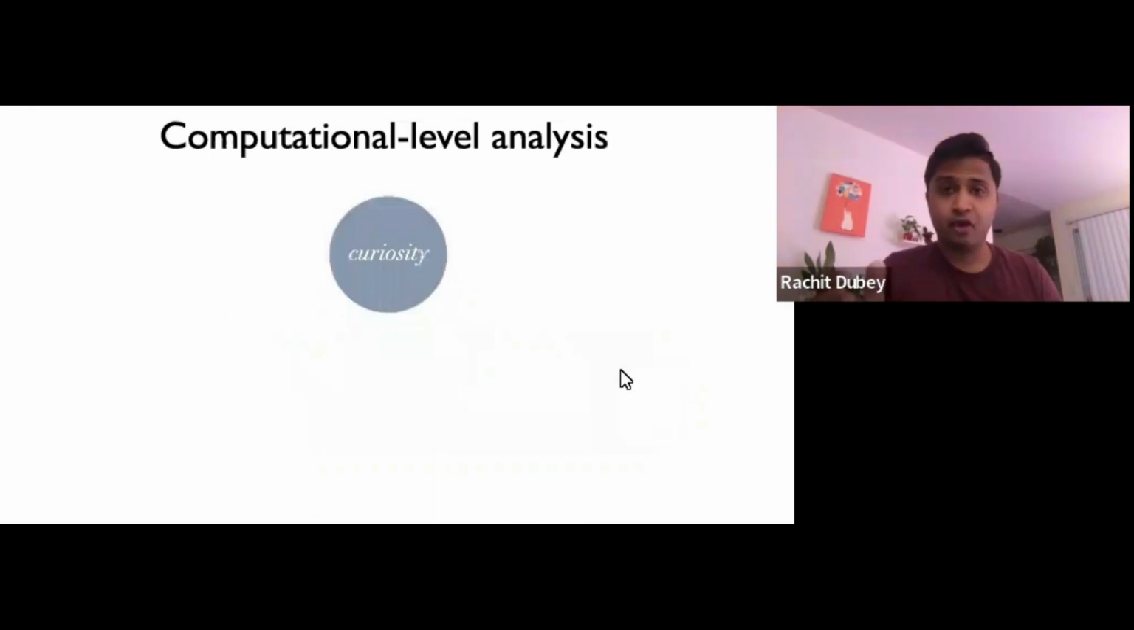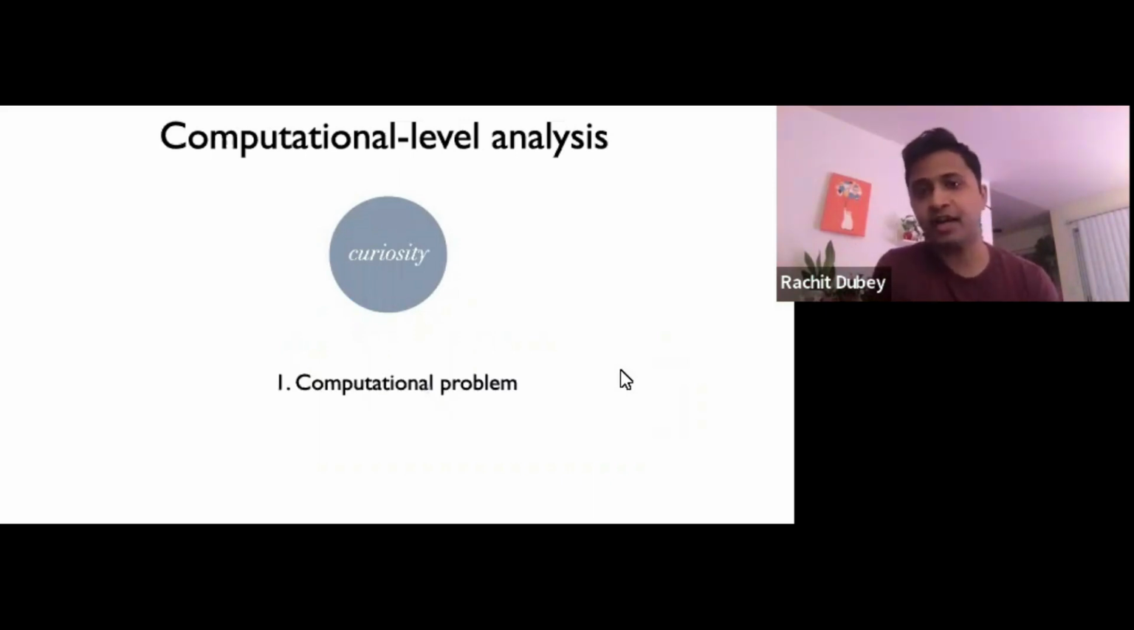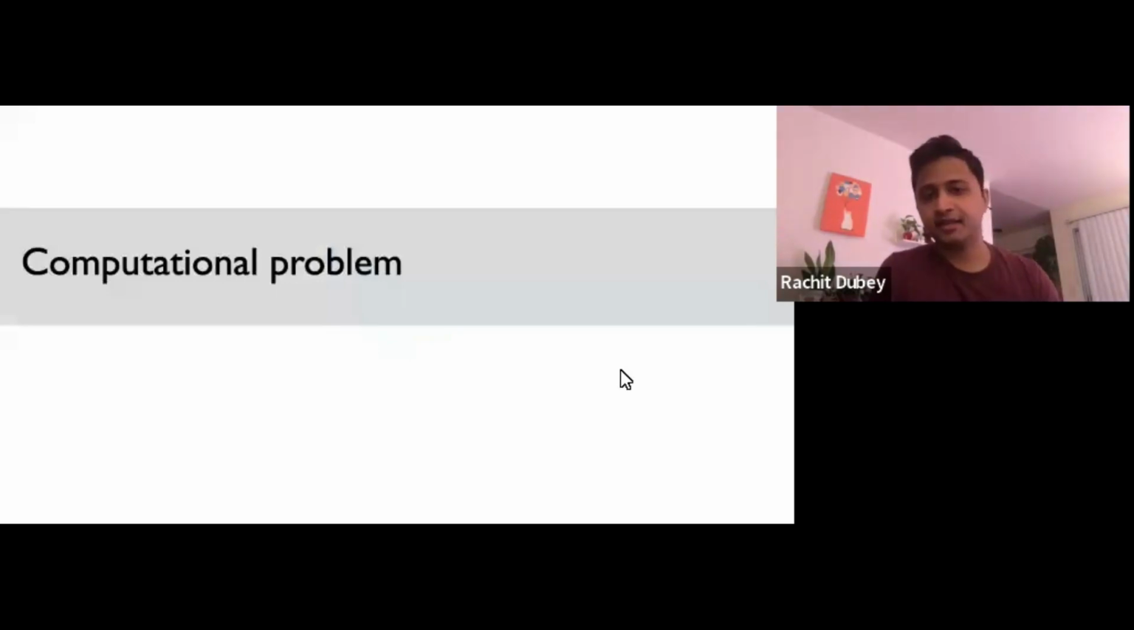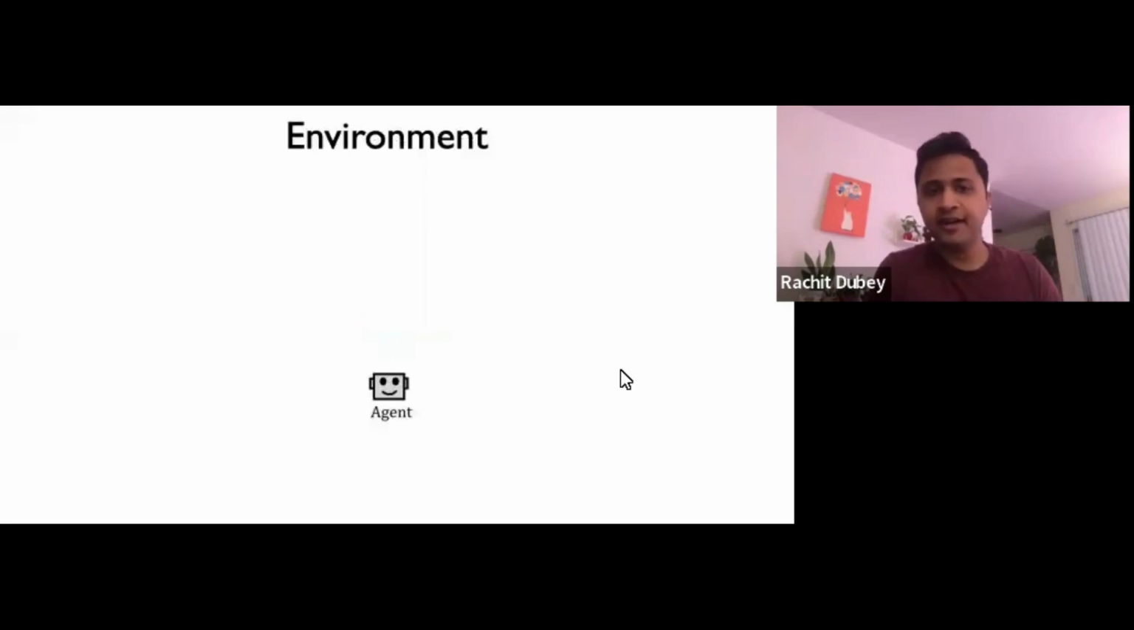So when we say we perform a rational analysis or a computational analysis, it consists of two steps. We will first consider the abstract computational problem underlying curiosity, and then we will derive the optimal solution to that problem. Let's begin by considering the computational problem underlying curiosity. And one final disclaimer before I talk about the framework. We will start off with a very toy and very abstract setting, but hopefully this will eventually give rise to more concrete predictions as we go along.